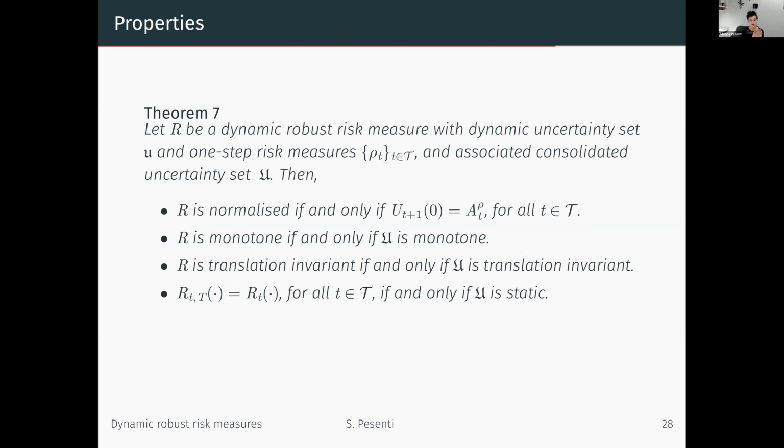Let me go here. So R is, for example, monotone if and only if U is monotone, the consolidated uncertainty set, or it's translation invariant if and only if you have translation invariance of the uncertainty set. And of course, if you start with an uncertainty set that has a property, then what we show is that the consolidated uncertainty also has that property. So once you start with, for example, a translation invariant uncertainty set, then the consolidated uncertainty set is translation invariant, and therefore your risk measure as well. So we do that with many more properties of the risk measure that you would want to have.